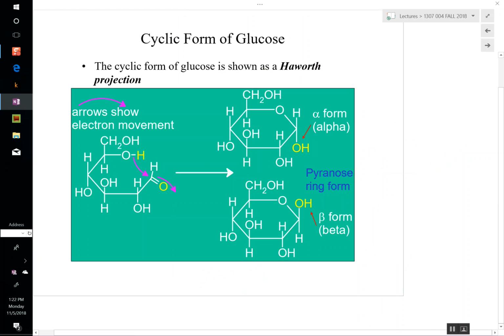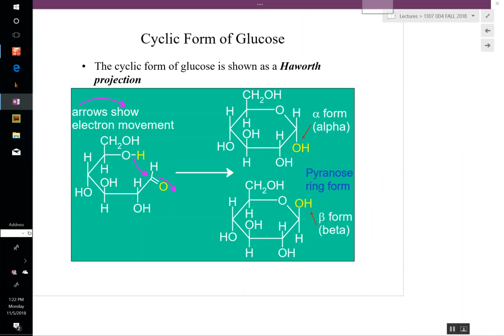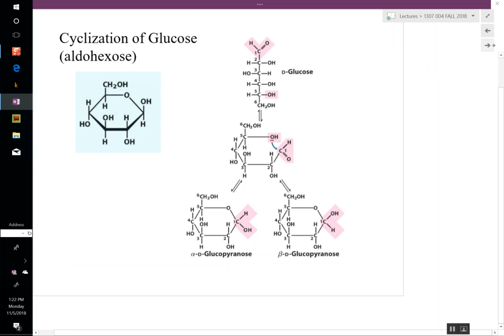All right, there is a slide of it. Beta above, alpha below. There's just another representation of it right there. Oh, there we go. There's how you spell cyclization. We got there. Cyclization. It's not a word I use that often.